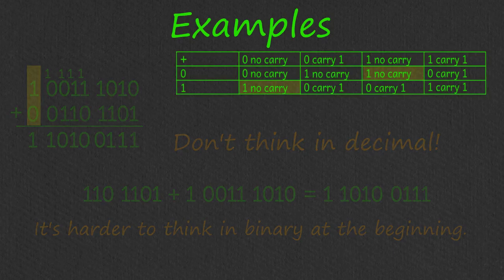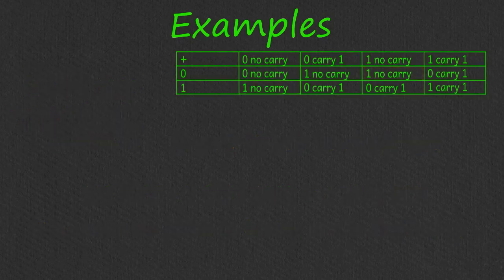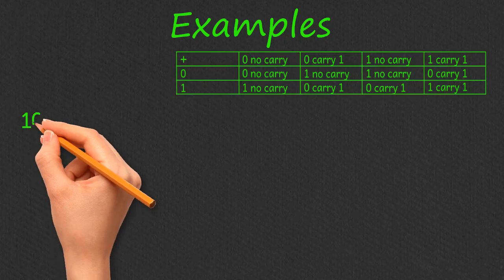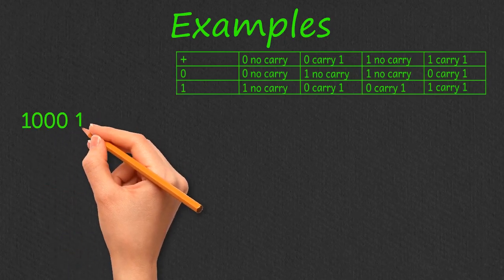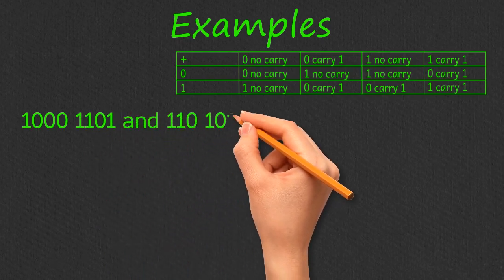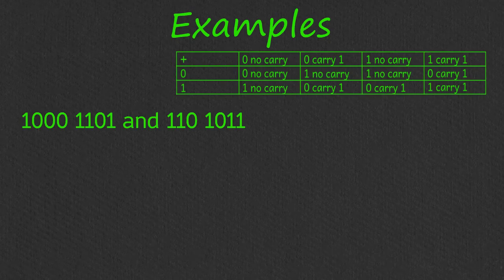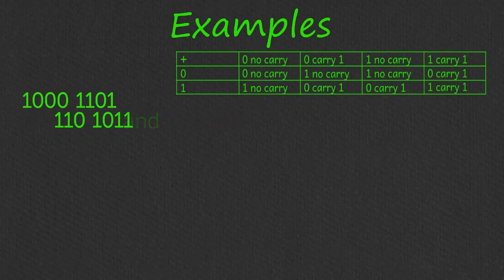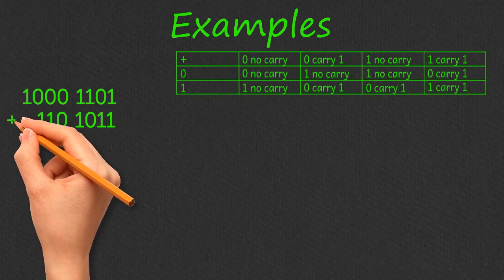Let us do one more example slowly so you can get to review the rules in action again. The two binary numbers we will add together this time are 1, 0, 0, 0, 1, 1, 0, 1 and 1, 1, 0, 1, 0, 1, 1. Let's prepare them for the addition by lining them up correctly and underlining them like this.